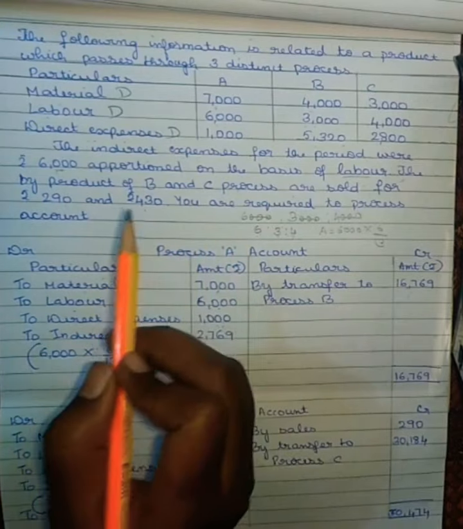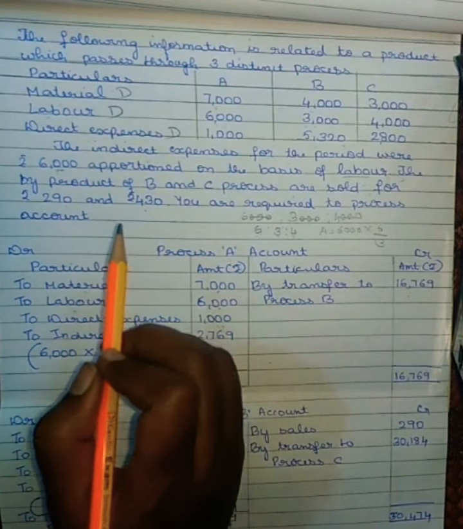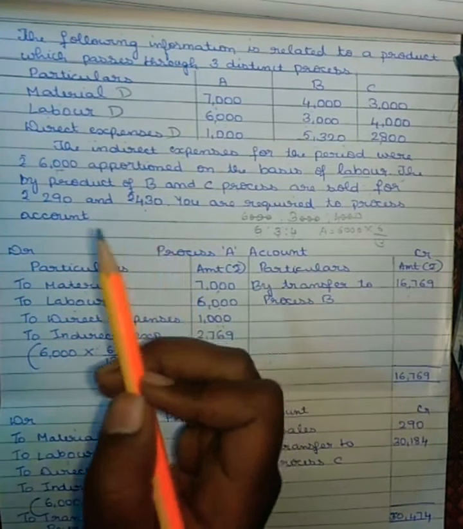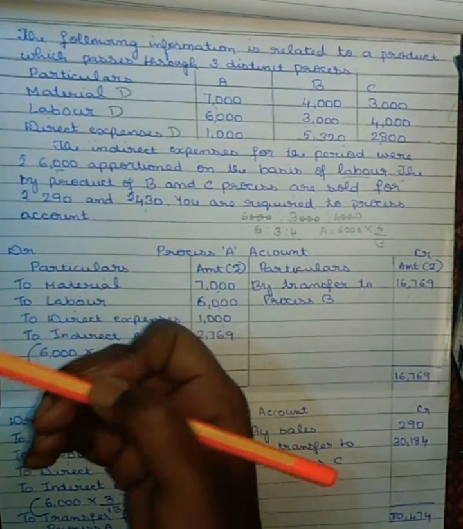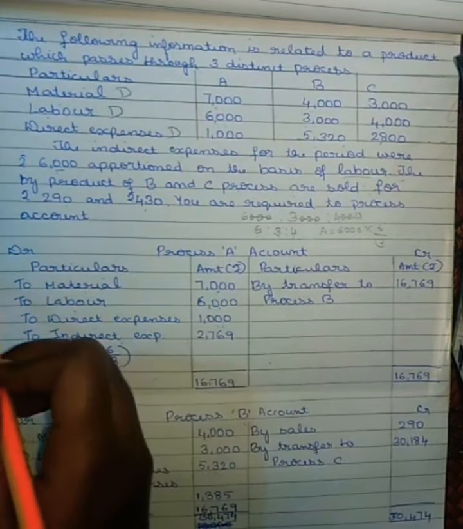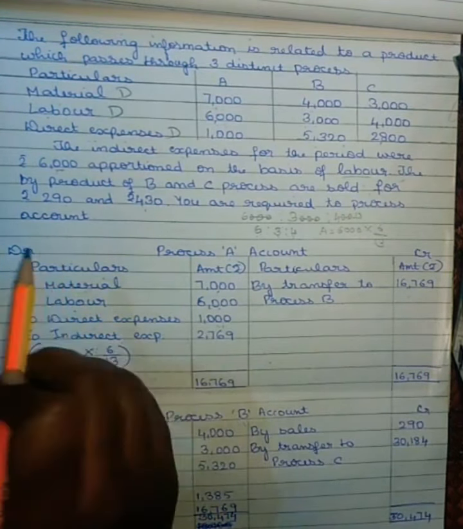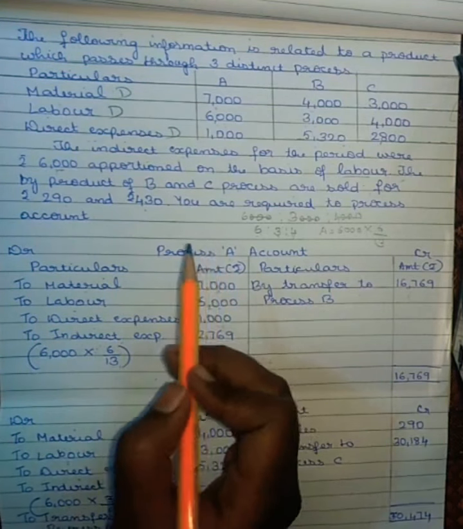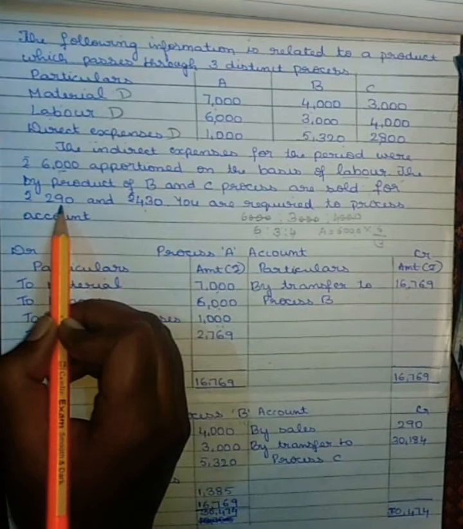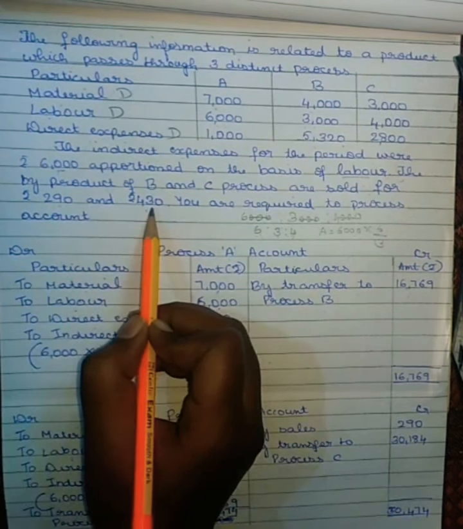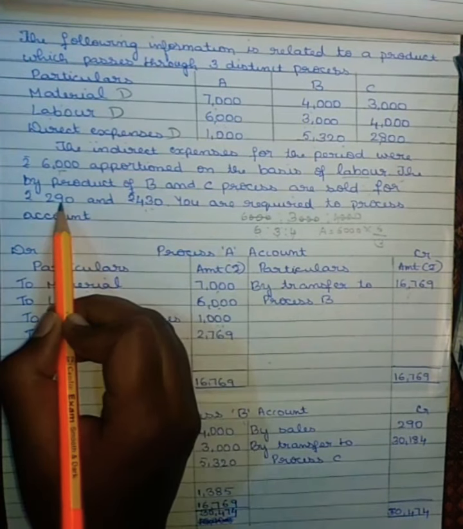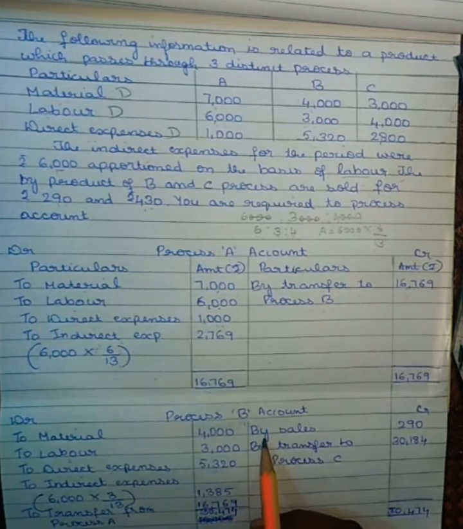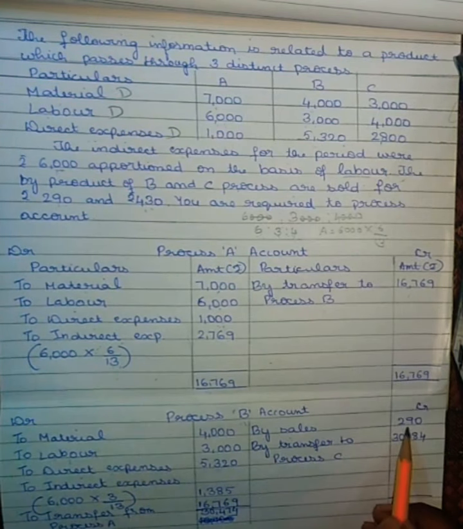Now, purchases will appear on the debit side and sales will appear on the credit side, because sale is an income. If you're selling, you're getting money, right? That is going to be your income. So that is why it is going to appear on the credit side. This is the value of sales for product B, and this is the value of sales for product C. So 290. In process B account, by sales, take it as 290.